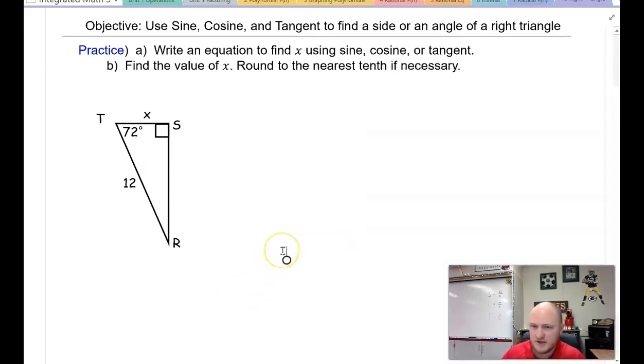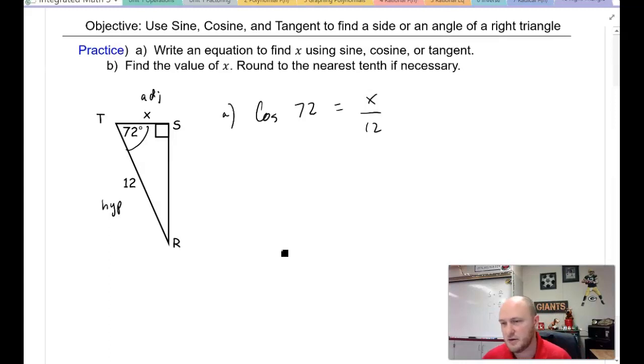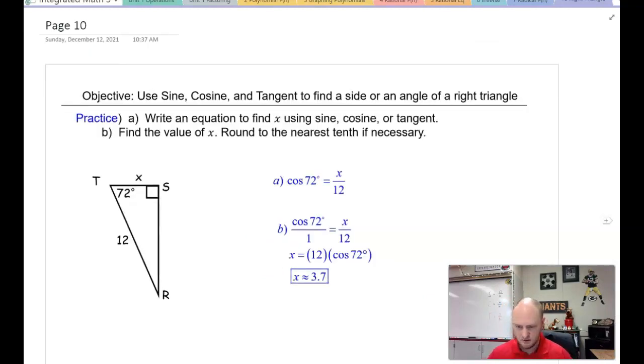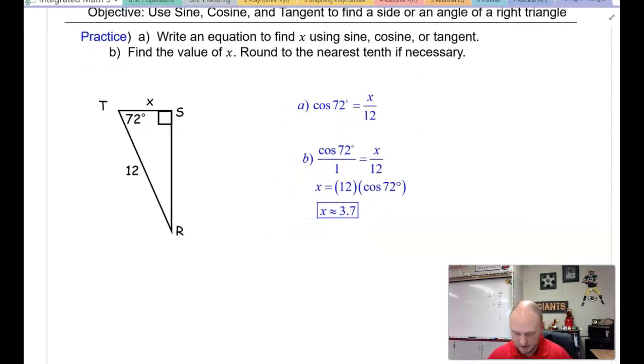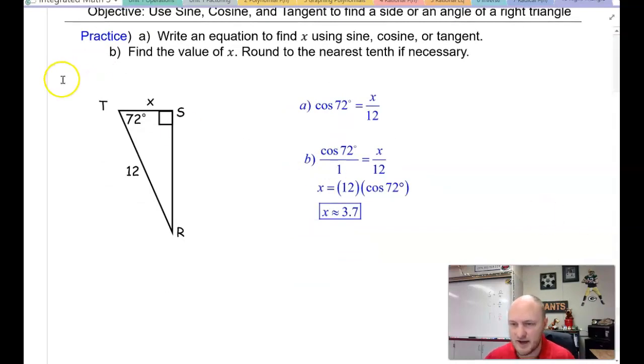Here is the solution. So this is involving adjacent and hypotenuse. So this is cosine. Cosine of 72 is equal to x over 12. That's part A. If you have not solved it, go ahead, pause the video now and solve it. Here are the solutions. So this is approximately 3.7. So x, this side length, is approximately 3.7 units.